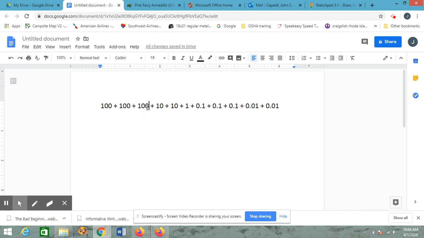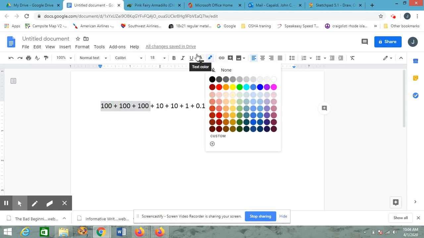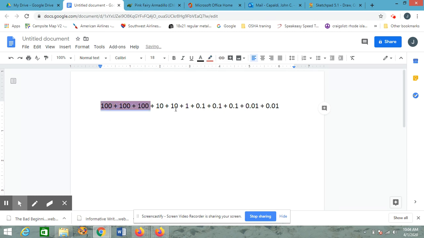So we'd want to add all the hundreds together first. Any number that has the same place value, we'll group those together. And how about we highlight them? Do red for this one. And then how many tens do we have? Now do blue for this one.